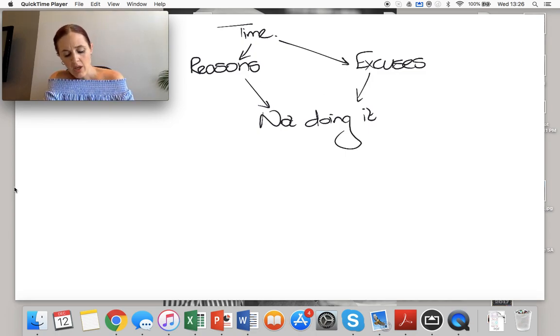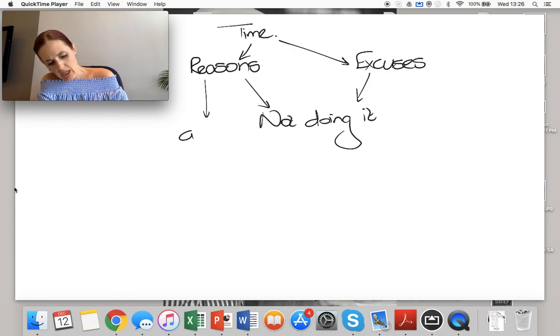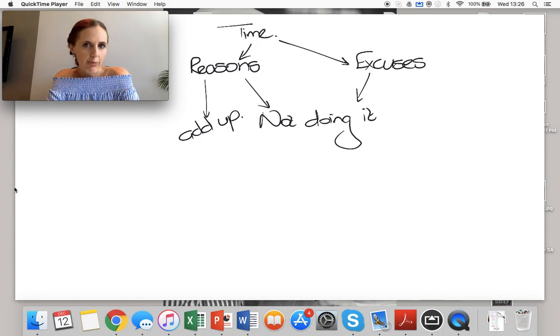Now, there are lots of reasons, especially as a part-time student, and as a distance learning student as well. There's a lot of things going on in your life that prevent you from studying. And you cannot reasonably be expected to be studying 24 hours a day, and I totally get that. The problem is that those small reasons add up.